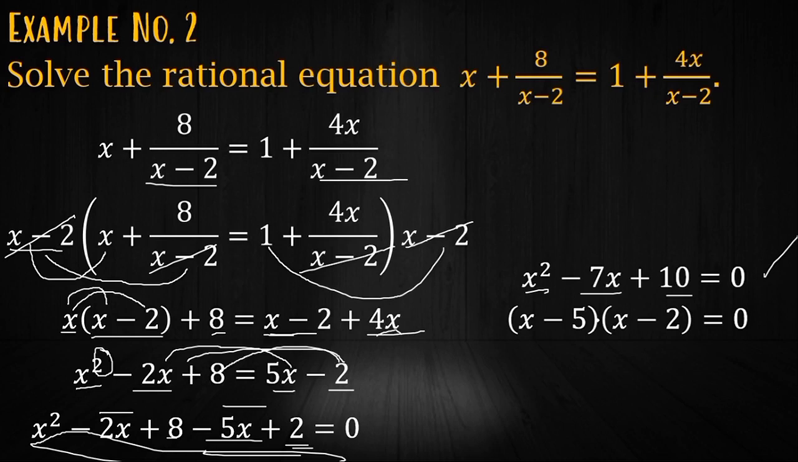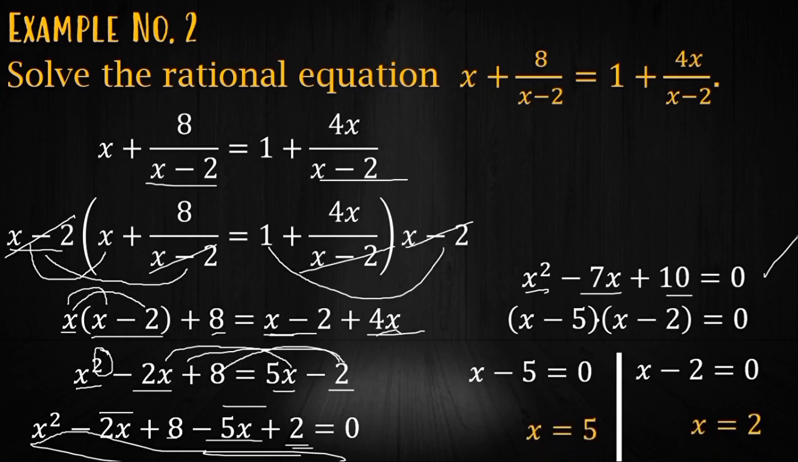Use or apply ZPP by making both factors equal to 0. So we have x minus 5 equals 0 and x minus 2 equals 0. And the value or the roots are x equals 5 and x equals 2.